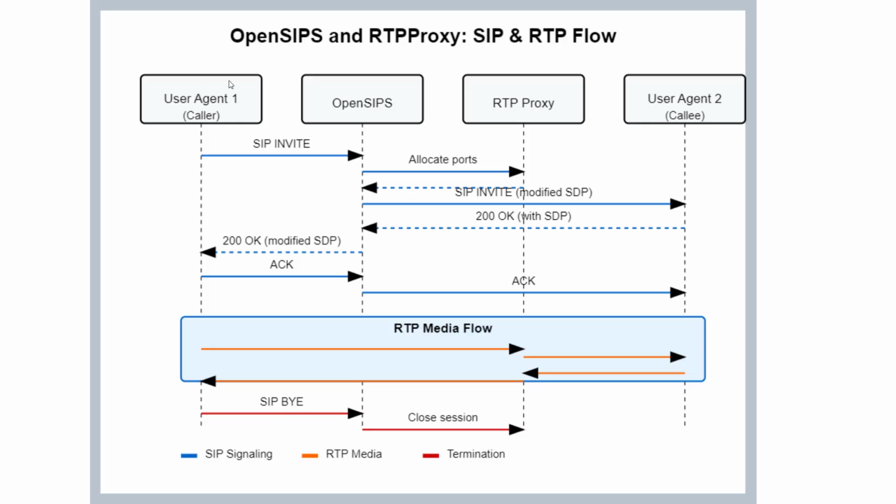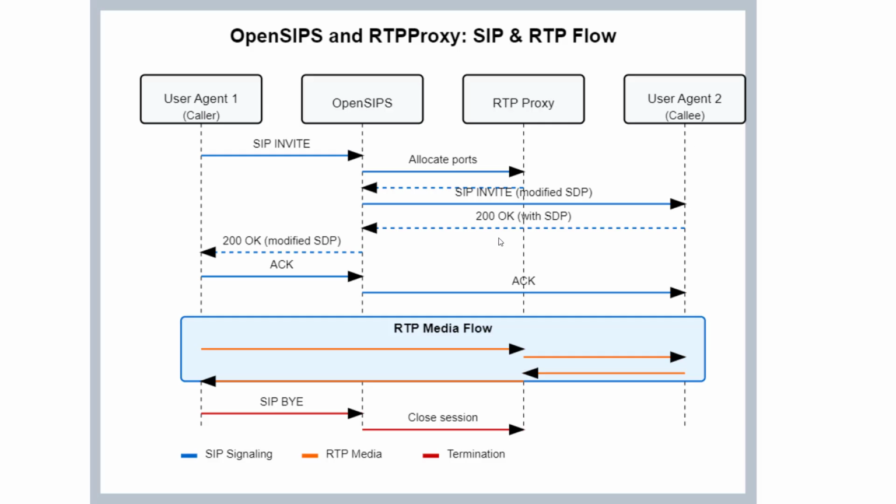You have the user agent one, it sends a SIP invite, and when OpenSIPs receives the invite, it sends a message to RTP proxy to allocate ports and receives the response back with which ports to allocate. Actually, UDP ports for RTP. Then it changes the session description protocol with the allocated ports of the RTP proxy and sends this invite ahead to the user agent 2.